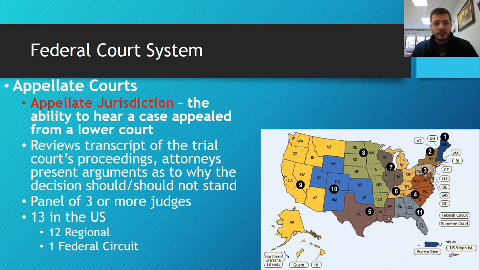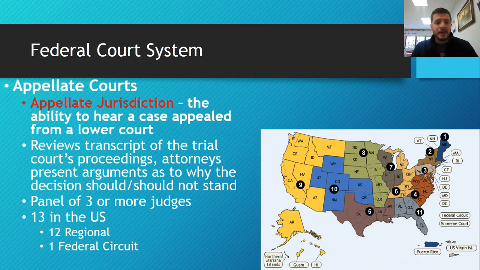So you don't have to be present for your appeal. It's just the lawyers. You're not retrying the case. They're just looking to see if anything that took place in the trial shouldn't have. Anything like that. This is not a jury court.